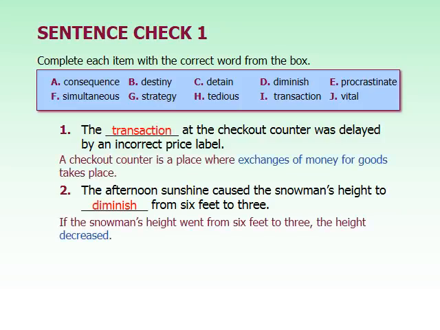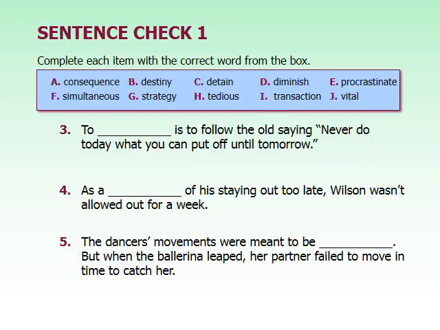Okay, so what does that mean, to go down? So the first one is transaction, right? The checkout counter, you give them money, they let you take your food or whatever it is you're selling. And then the sunlight made the height diminish, made it go down or decrease. Okay, next one. To blank is to follow the old saying, never do today what you can put off until tomorrow. So what does it mean, never do today what you can put off to tomorrow? Meaning that you're not doing things, you're waiting until tomorrow to do them.